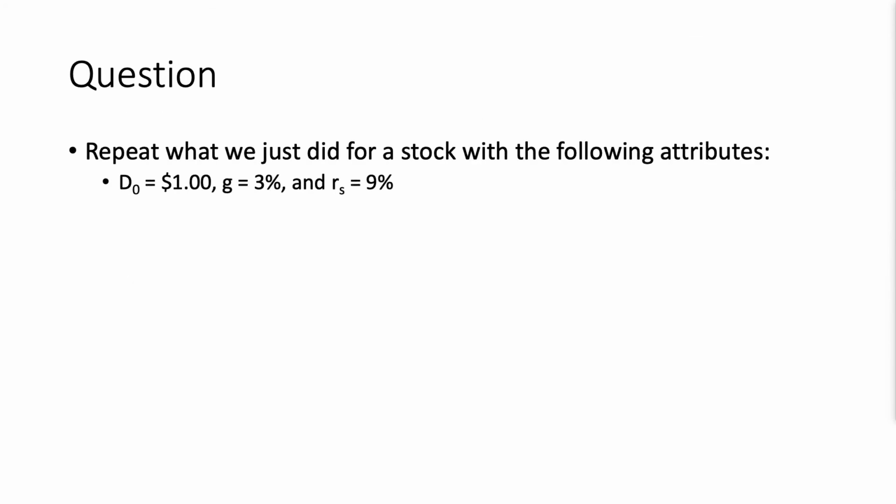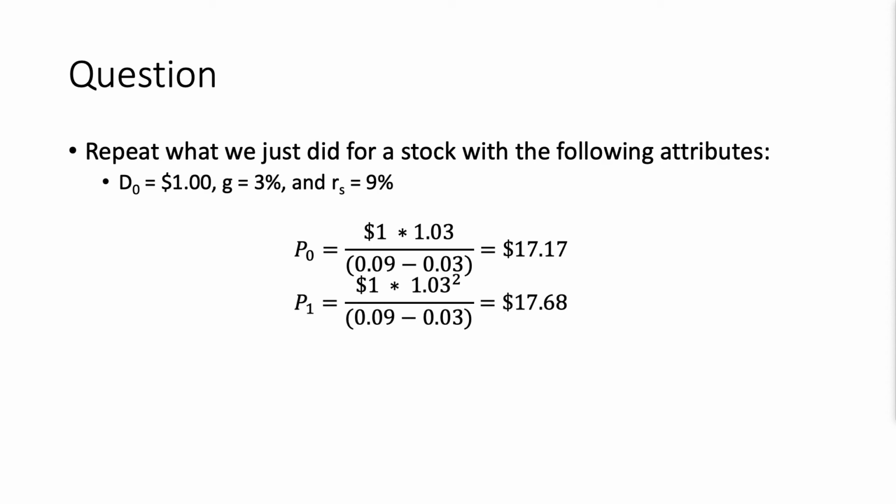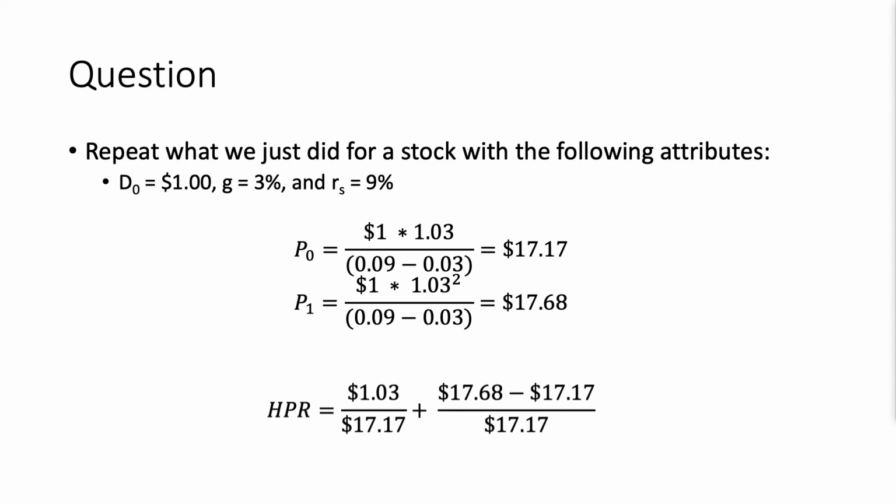So here's a question. You can repeat what we just did. Pause it now, repeat what we just did, and come back and check your work. And here are the answers. P0 is $17.17. The price now is $17.17. We expect the price in a year to be $17.68, which should be 3% higher, right? Because we've learned the dividend growth rate is the price appreciation growth rate.